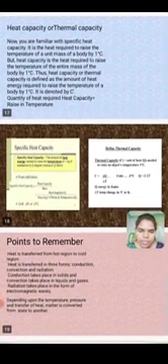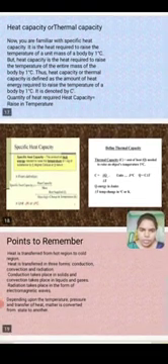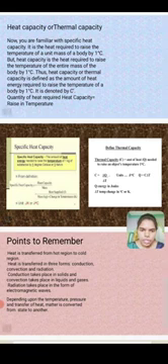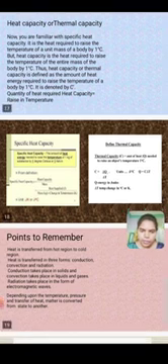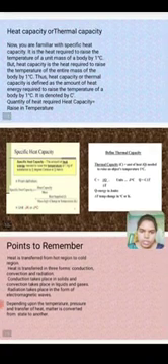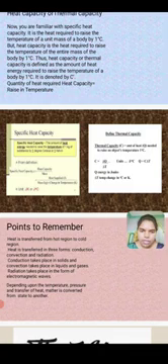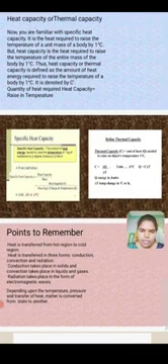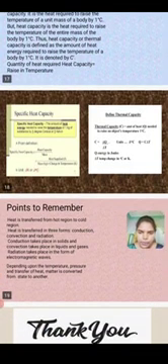Next, thermal capacity. Thermal capacity is denoted by the letter C, the amount of heat Q needed to raise an object's temperature by 1 degree Celsius. So here you can see the equation of C and the units. Q is energy in joules. Delta T is the temperature change in degrees Celsius or Kelvin.